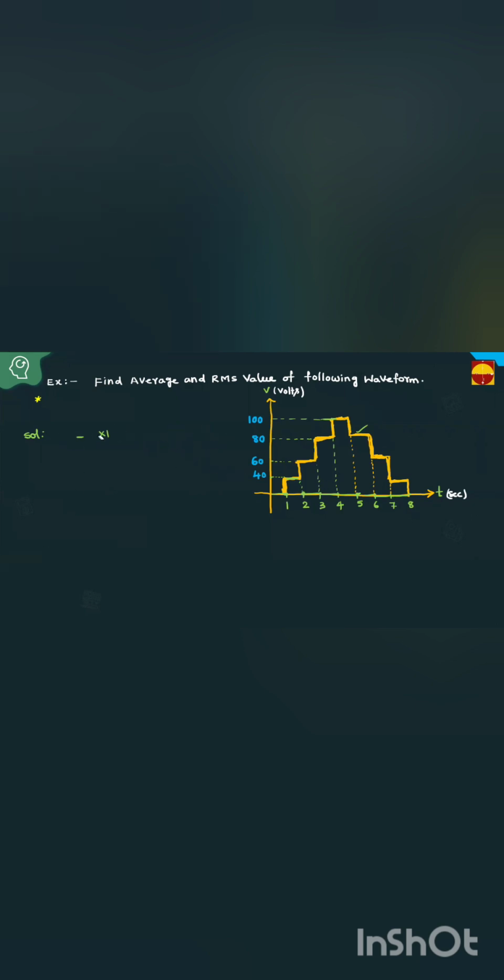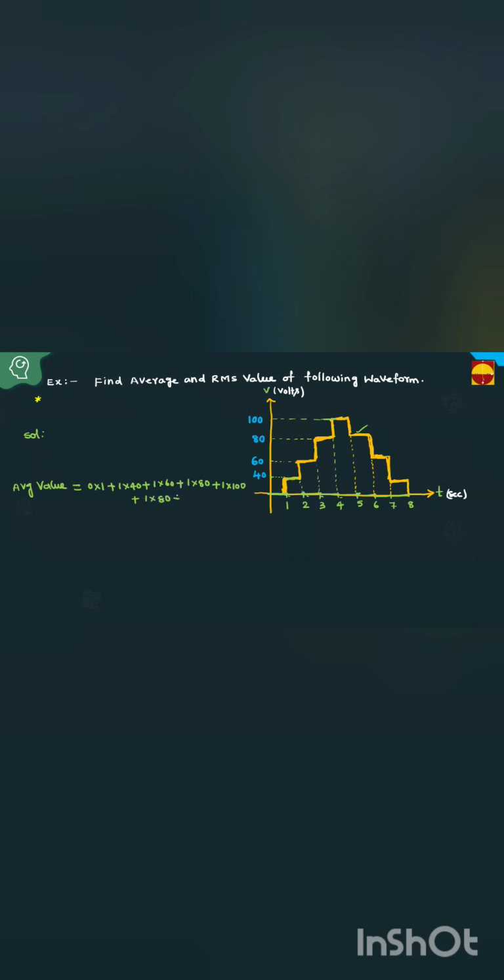Just I'm writing area under the curve. Calculate area under the curve is average. From this 0 to 1, there is no output voltage. There is no voltage now. That's why 0 into 1. 1 to 2, 40. 1 into 40. 2 to 3, 60. 1 into 60. 3 to 4, 80. 1 into 80. 4 to 5, 100. 1 into 100. Plus 5 to 6, 80.